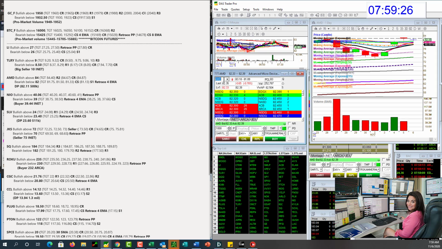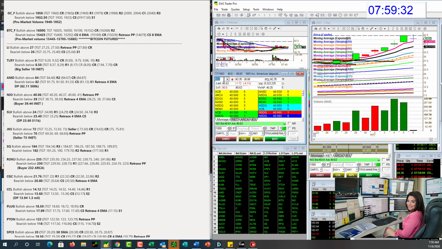Let's head on over to AMD. Bullish above 84, excuse me, and bearish below 82. All right, NIO's got some volume this morning. We're going to be bullish above 40.06. We've already gone up there.